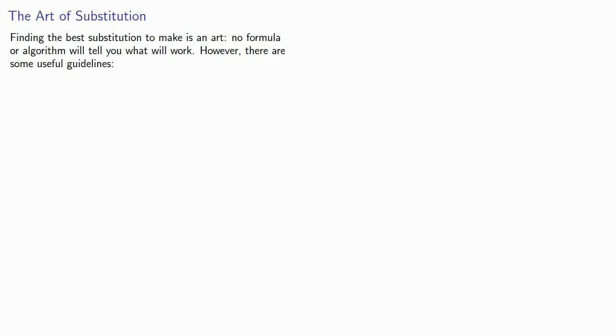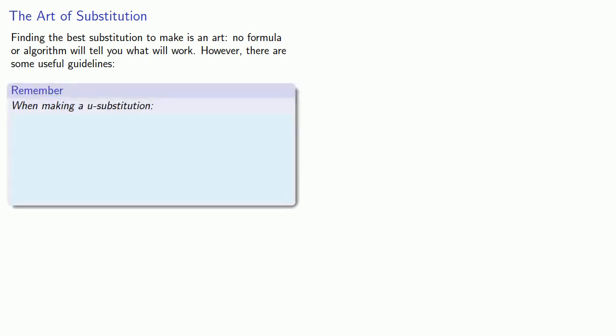Now, finding the best substitution to make is an art. No formula or algorithm will tell you what will work. However, there are some useful guidelines. First, when making a u substitution, never let u be a constant. Next, never let u be x.